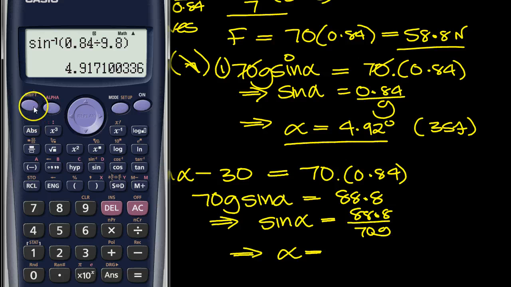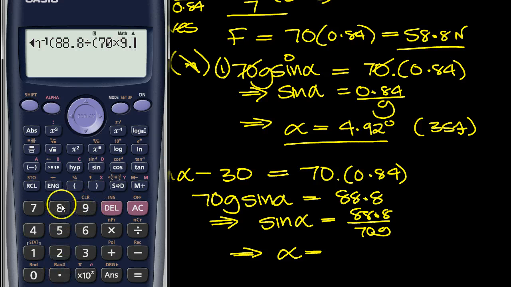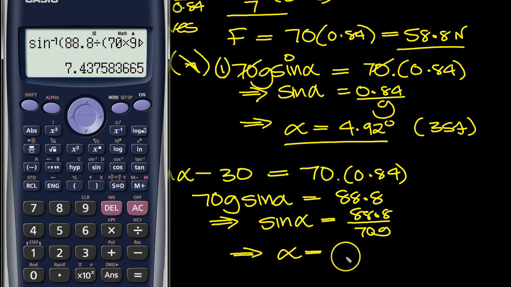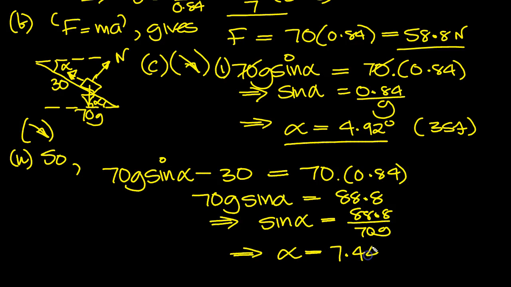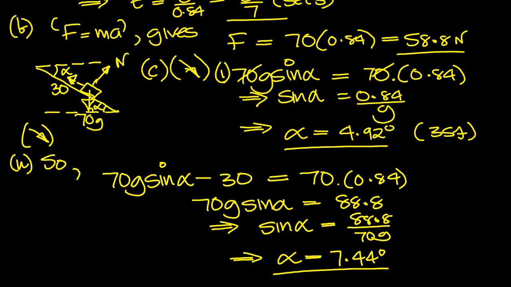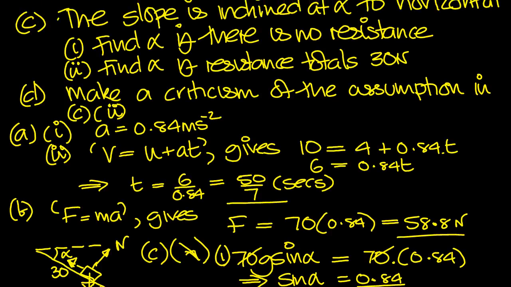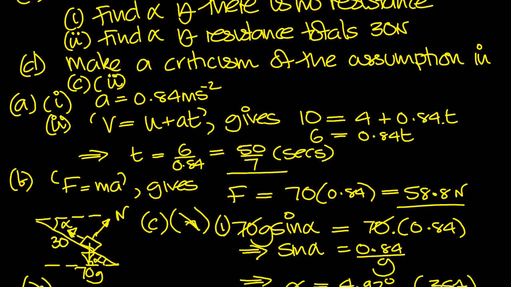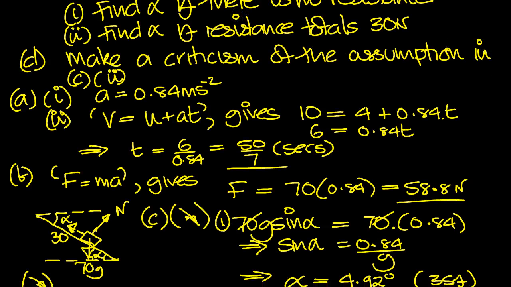Now we do inverse sine to get the angle alpha. So inverse sine, 88.8 divided by bracket 70 times 9.8, close that bracket, close the inverse sine bracket. 7.437, so it's 7.44 degrees. So there's the value of the angle alpha if there's a resistance force of 30 newtons. Resistance acts against the direction of motion, so we were right to write what we did.